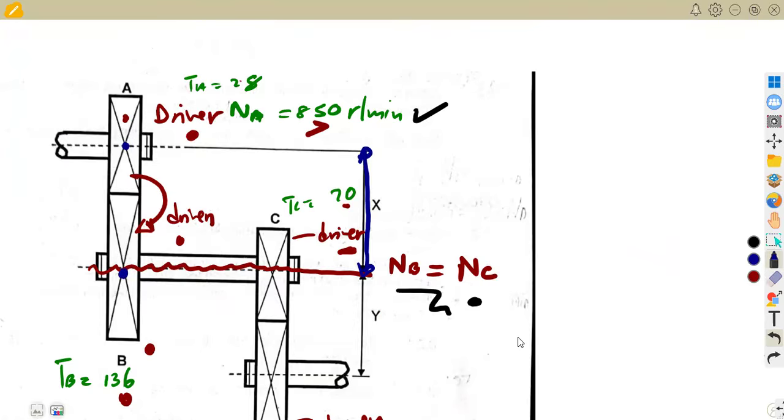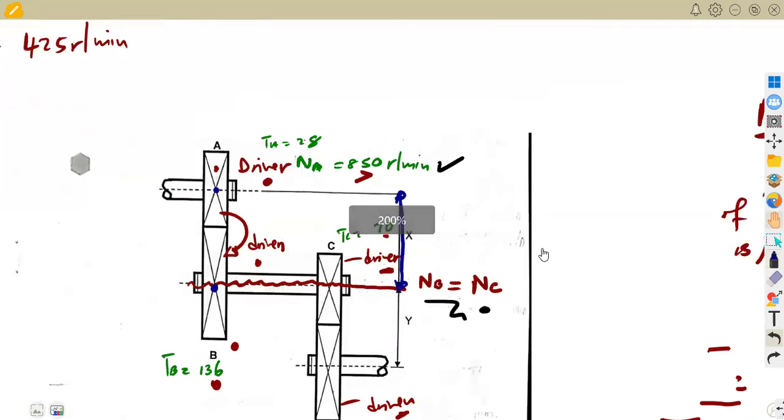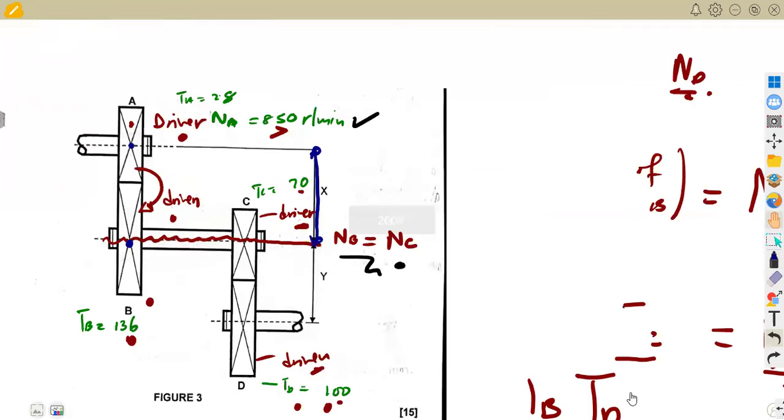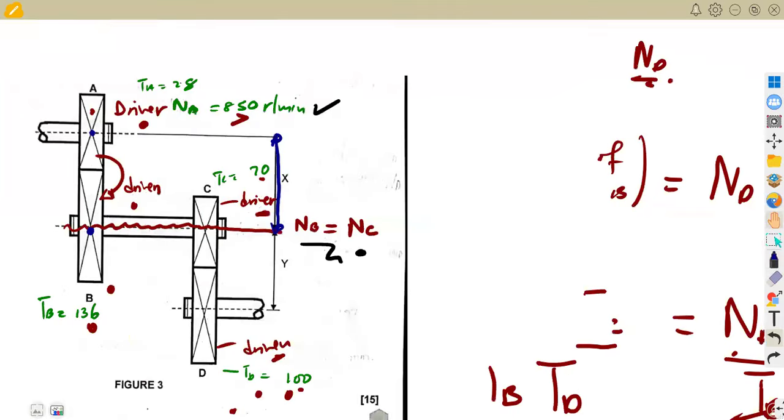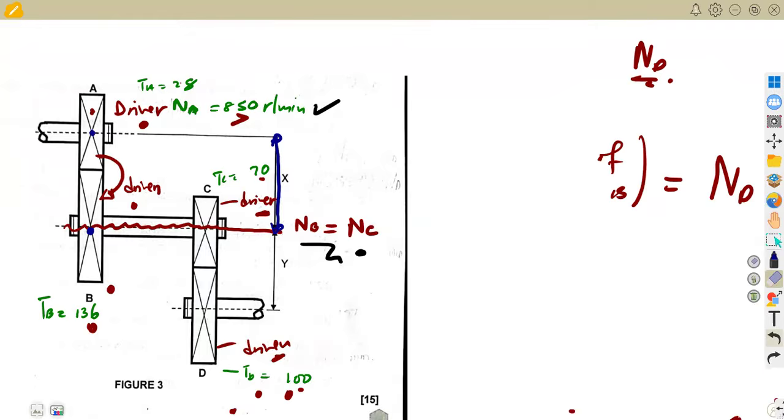Remember, the formula for center distance is like this. Let us just remove this, guys. I just need to remove this. Very sorry for that.